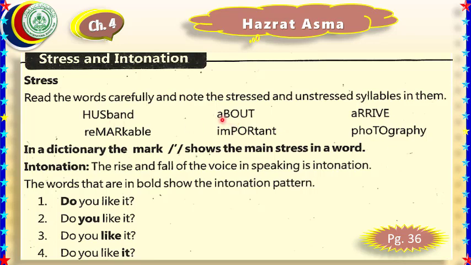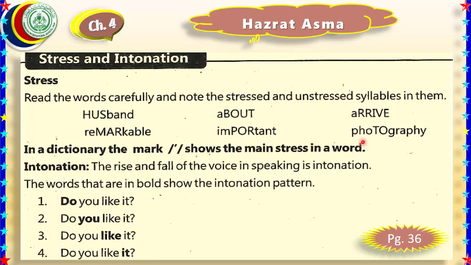About. The sound of a is lower than bout. Arrive. Remarkable. When we pronounce remarkable, re is pronounced with a lower sound, mark is pronounced with a higher sound. We call it stressed. Able is pronounced with a lower sound. Important. Im, lower sound. Tent, lower sound. Por, higher sound. Important.